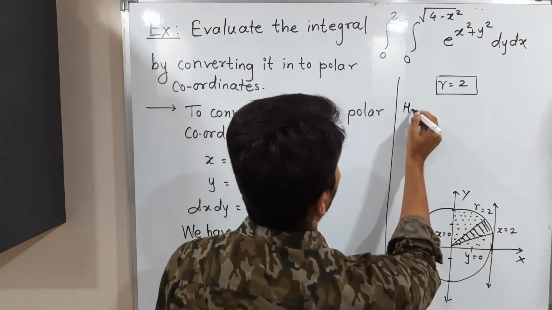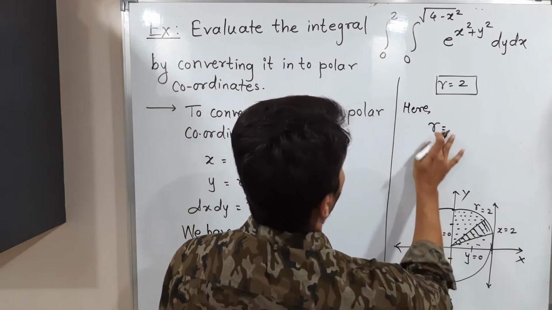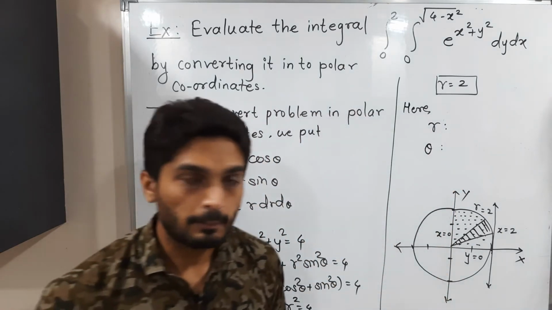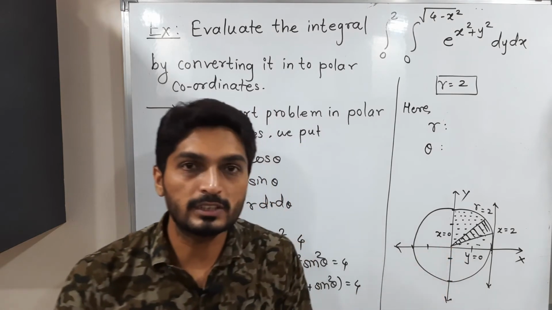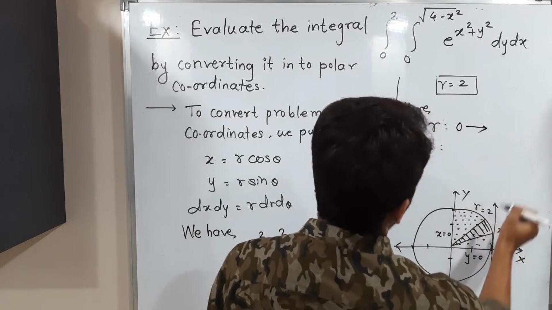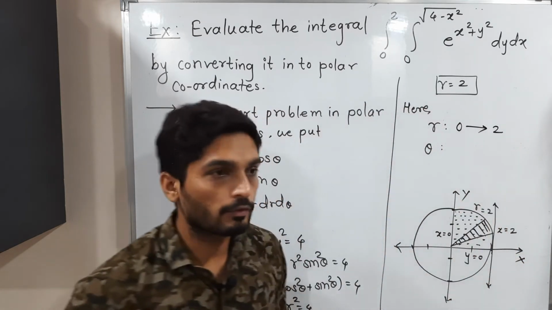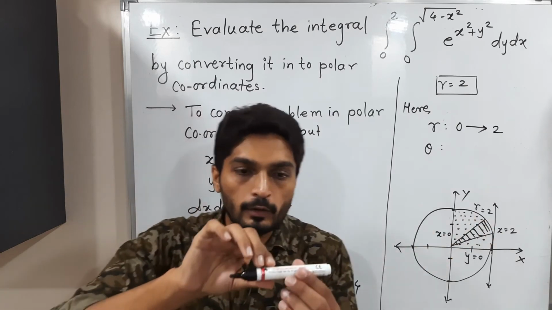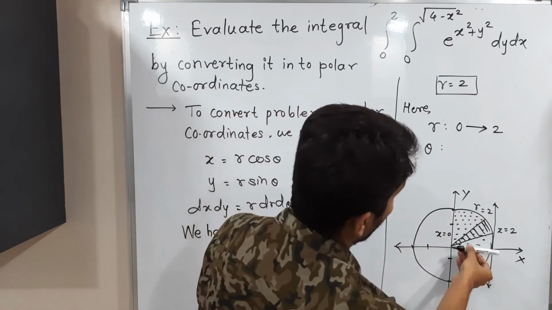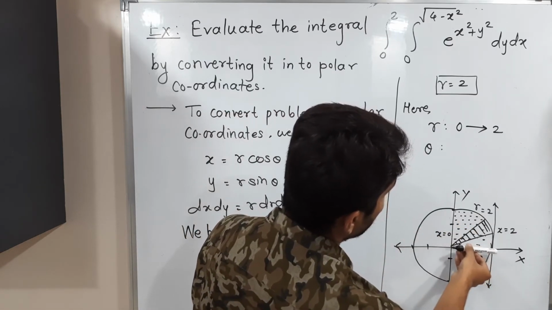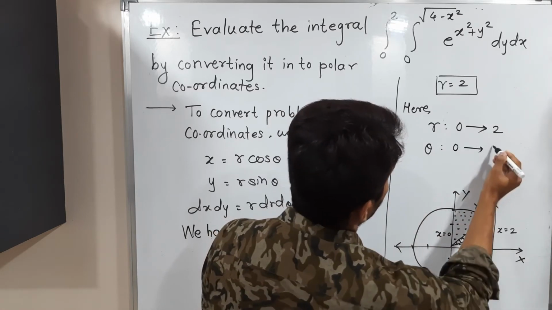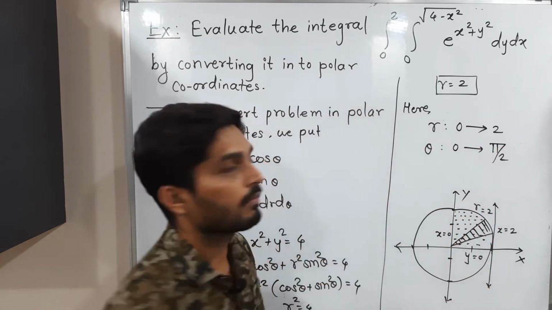So here we want the limits of r and theta. Always we consider the limit of r first and then the limits of theta. The strip actually starts at the origin, so r starts at 0. And what is the maximum value of r? That is 2. So r runs from 0 to 2. After that, we have to rotate the strip like this to cover the entire shaded part of the circle. So it will start at angle 0 and it will stop at angle 90 degrees, that means pi by 2. So these are the limits of r and theta.